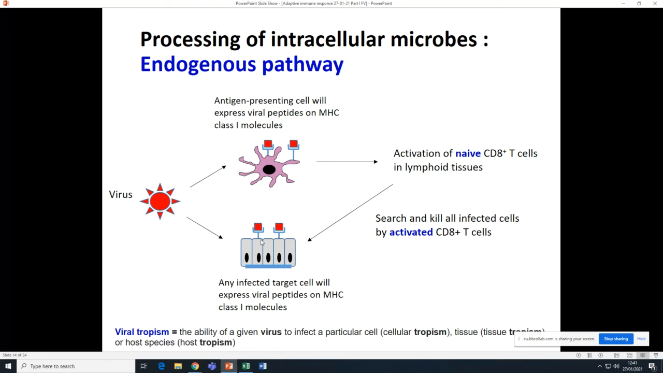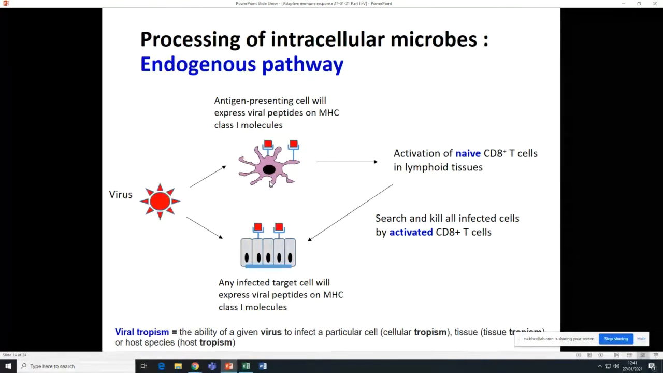Process the viral virus the same way the antigen presenting cell does, which is via the MHC class 1. So what you have here is this infected epithelial cell expressing the virus. I mean, viral peptide on MHC class 1. In the meantime, this antigen presenting cell needs to do its job. Why? They need to activate T cells.